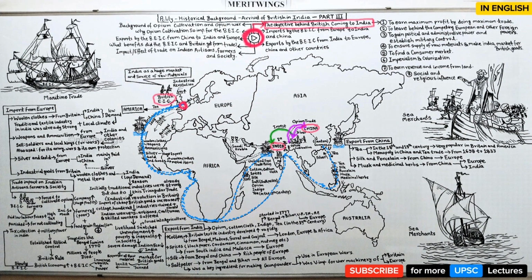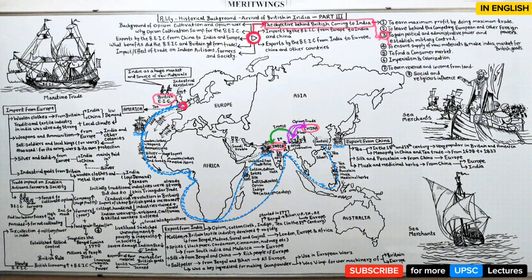Their second objective was to leave behind the competing European and other foreign powers. Friends, Portugal and Dutch were already trading in India from Europe at this time. Apart from this, Arab traders had already established their foothold in the trade here. The objective of the British was to establish a trade monopoly in India by removing these competitors. For this, they also fought many wars from time to time and in this way, the British tried to exclude other European companies from India's trade.